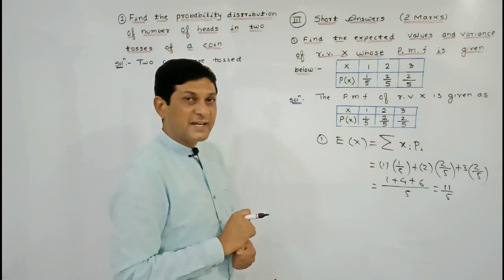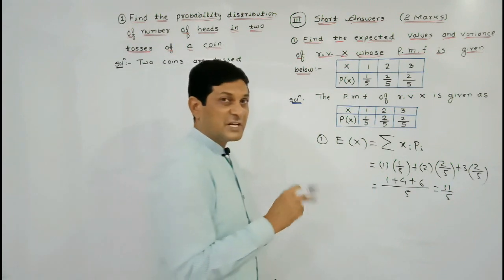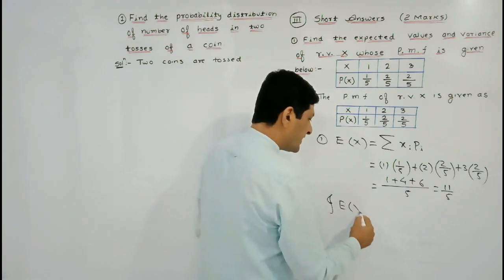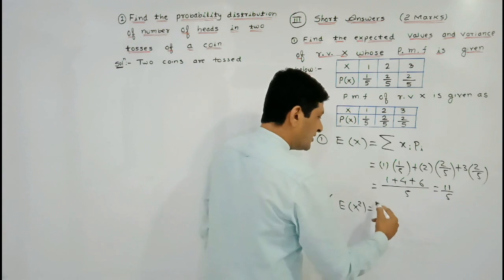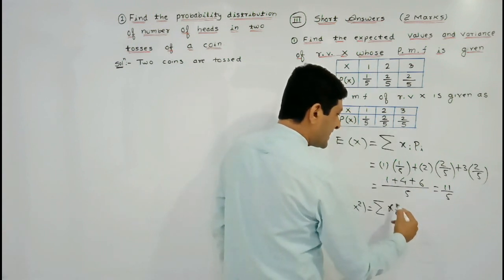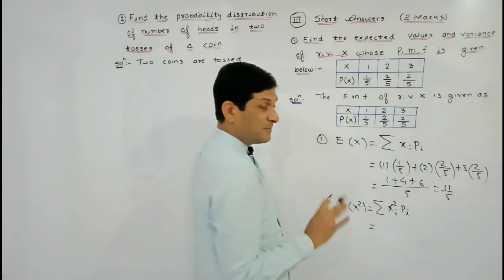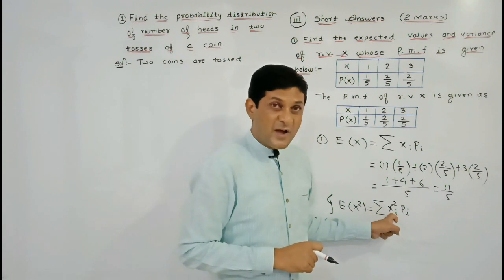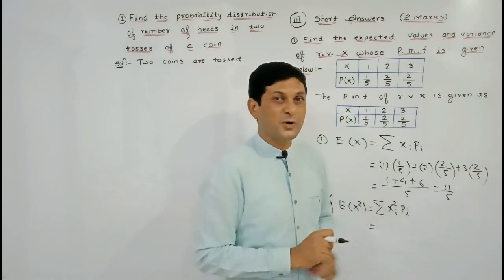Now to find the second required value, V of x, we will require the value of E of x square, and E of x square is equal to, what is the formula to find E of x square? That is summation xi square into pi. Here we have to take the sum of what? The product. The product of what? The square of the value of the random variable and its probability.